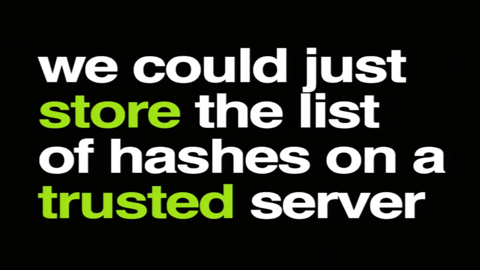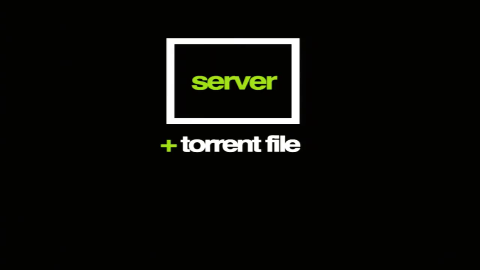So we still have the same problem, because now we have a list of hashes that everybody needs to know about, and it's kind of global state, right? So we still need to somehow get this list out there. A really, really simple solution to this is to take this list of hashes and put it on a trusted server, like the big server in the middle. The list of hashes is what we in everyday life call a torrent file. That's basically what a torrent file is. Put that on our trusted server.